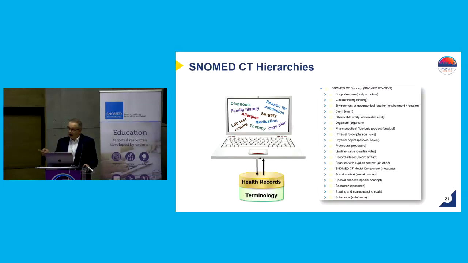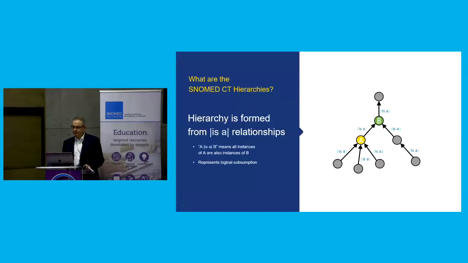So we have these 19 hierarchies. The key thing about each of those hierarchies is that we have this is-a relationship. This is a simple case where you can see that A has an is-a relationship to B. So that means that A is a type of B. So you can imagine as you go up the hierarchy, the concept that's a child is a type of the parent and is a type of the grandparent, and it goes all the way up.